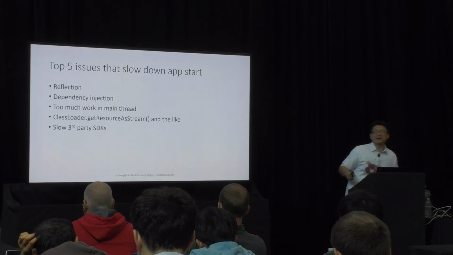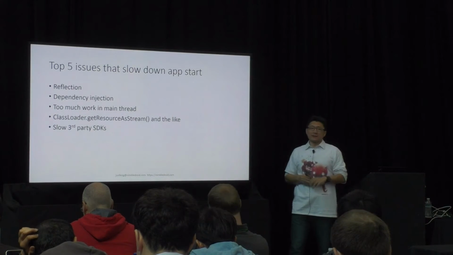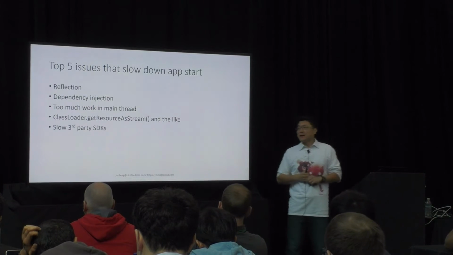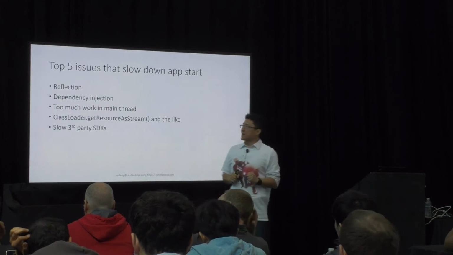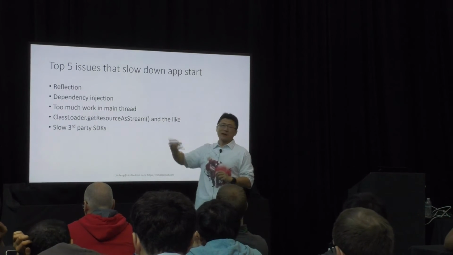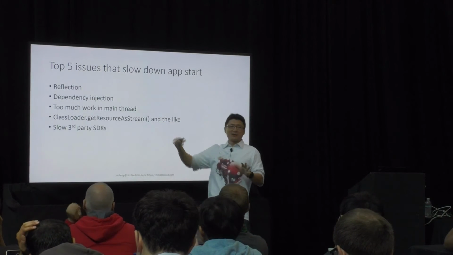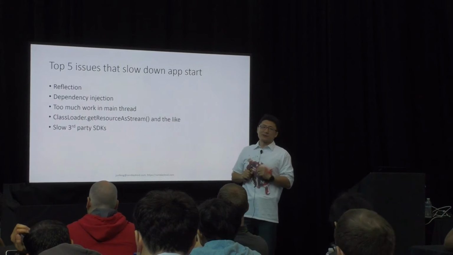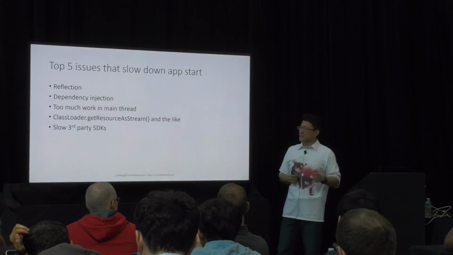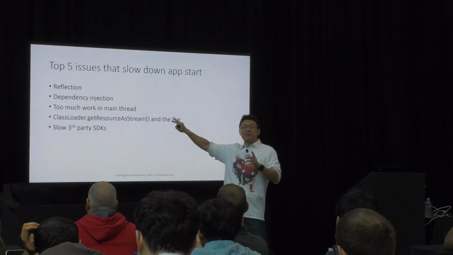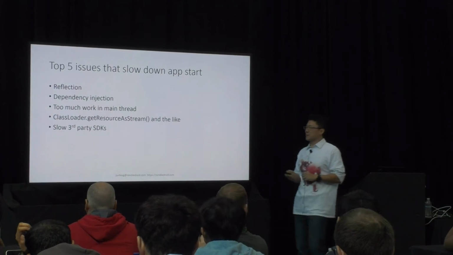So next, I'm going to talk about some issues we discovered in a lot of the apps we analyzed. So far, we analyzed over 19K apps, and these are the top 5 issues that slow down app startup. The first one is Java reflection. The second one is dependency injection. The third one is an app doing too much work in the UI thread, the main thread. And also, there's this issue, ClassLoader.getResourceAsStream. It's a popular construct to load properties and assets from your jar. But it turns out the implementation of this method in Android is really slow, and that caused a lot of apps to be very slow.